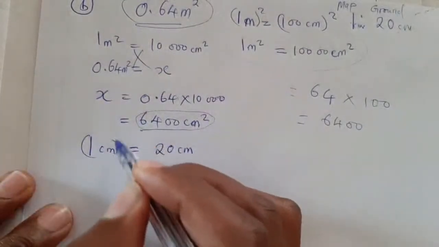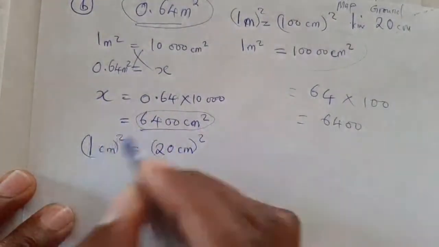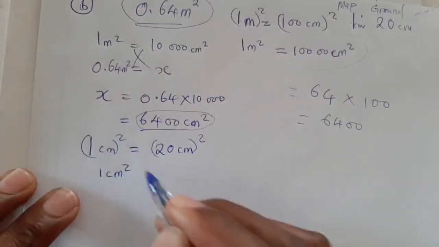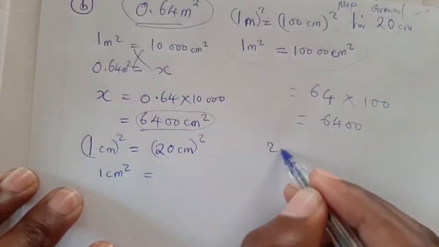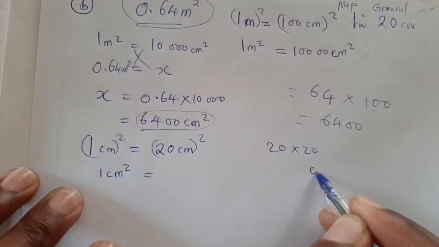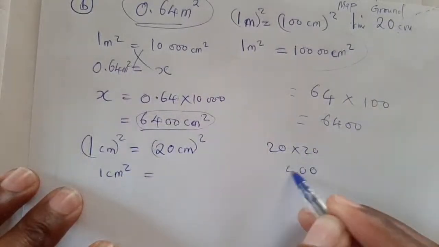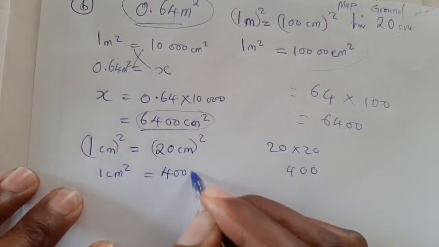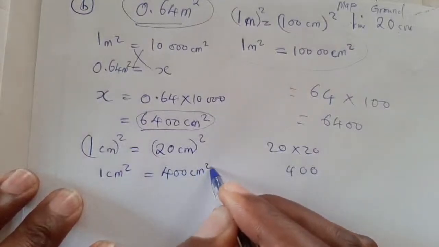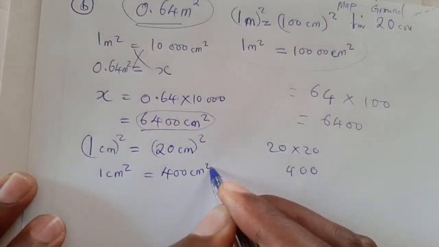Again, we have to square this. So squaring this, this will be 1 centimeter squared. Then this will be 20 times 20. So 2 zeros, then 2 times 2, 4. So this will be 400 centimeters squared. All right? I hope you are getting it there.